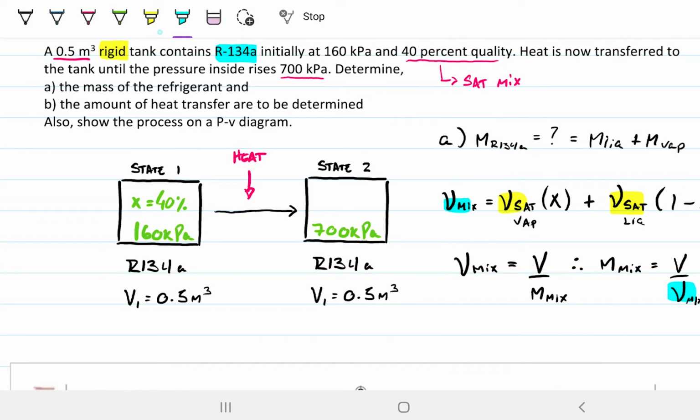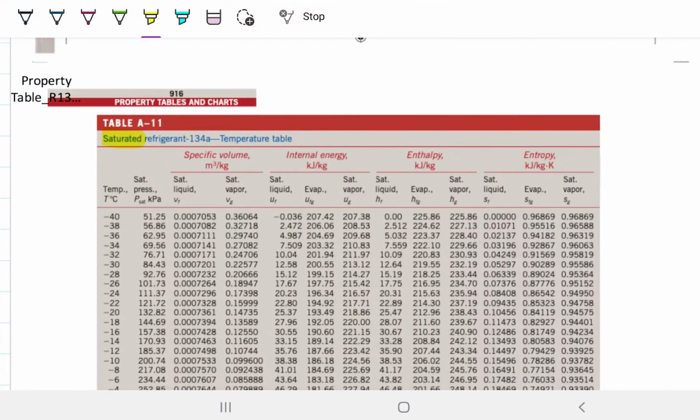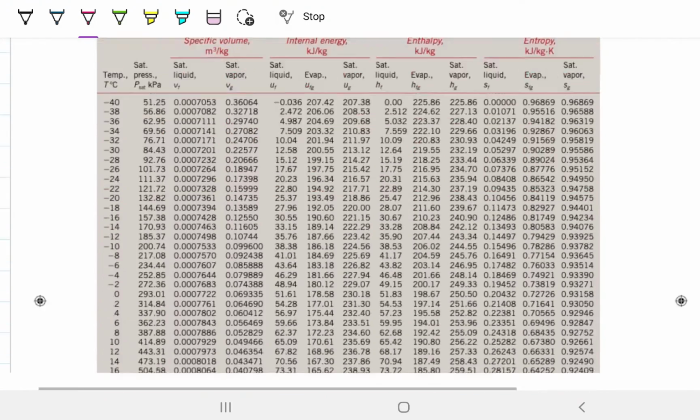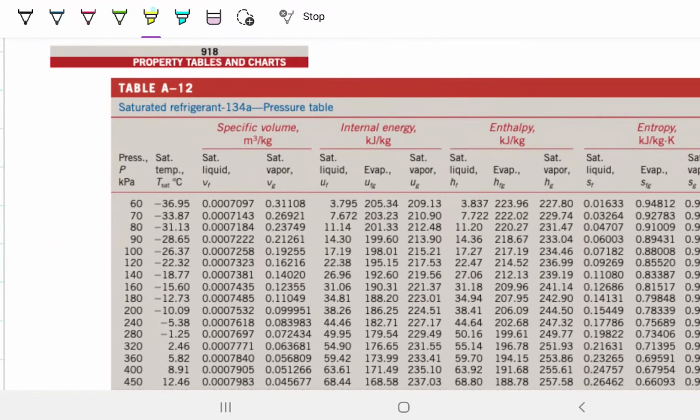All right, and how do I go about finding these two guys here? Well, I know that we are at 160 kilopascals. So I'm going to go to my pressure table on the saturated mixture for the R134A, and I'm going to grab the value for V sat liquid and V sat vapor, as simple as that. This one here is saturated for 134A. However, this is the temperature table, so no good for us. So we keep going, scrolling down all the way into the pressure table. These tables are available for you in the description of the video down here if you need them.